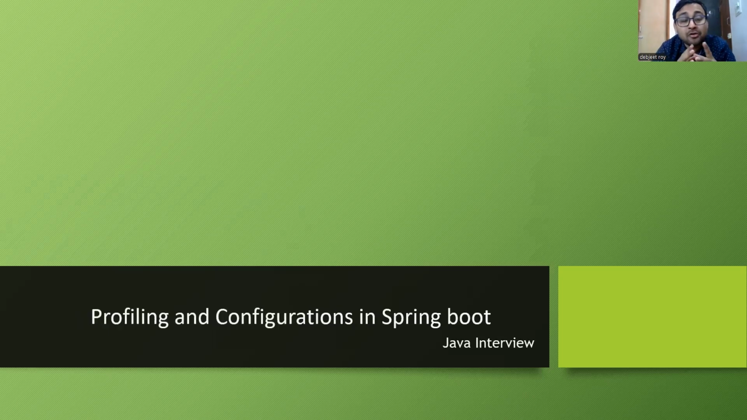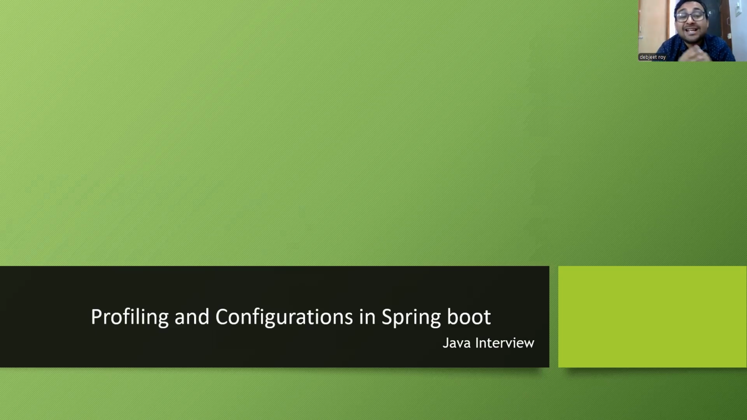Okay, next question will be on profiling and configurations in Spring Boot. So questions can be asked like, how can you add a profile to your Spring Boot application? There are various kinds of profiles that you can add, right? So there is an annotation like @Profile. Within that @Profile, you can specify what kind of profile you want the Spring Boot application to run the project upon. Okay, so there are various kinds of profiles, right?